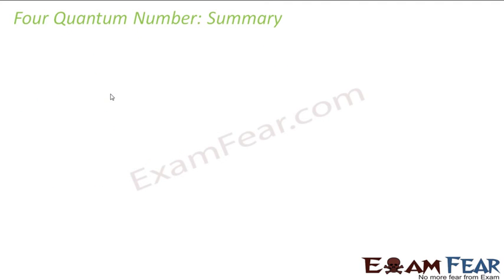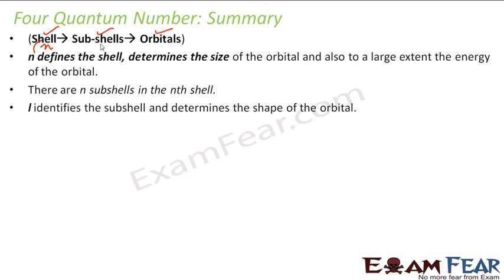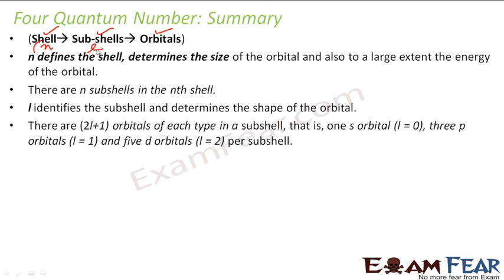So let's take a summary for the four quantum numbers which we have just studied. You have something called shells, subshells and orbitals. This n defines the shells, also it determines the size, and to a large extent the energy. There are n subshells in the nth shell, this I have done. And L identifies the subshells, also the shape of subshells. Then we have orbitals, right? The number of orbitals is 2L plus 1. For example, for S I have one orbital, for P you have 3 orbitals, for D you have 5 orbitals, and so on.